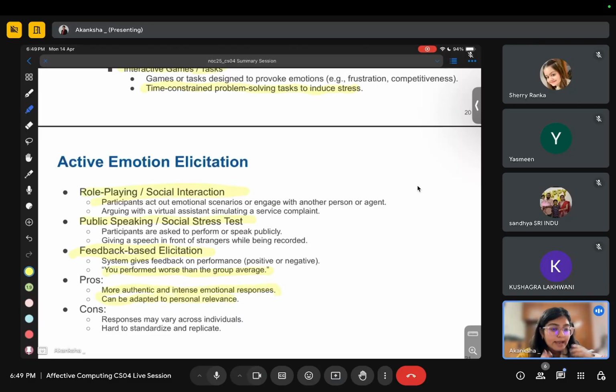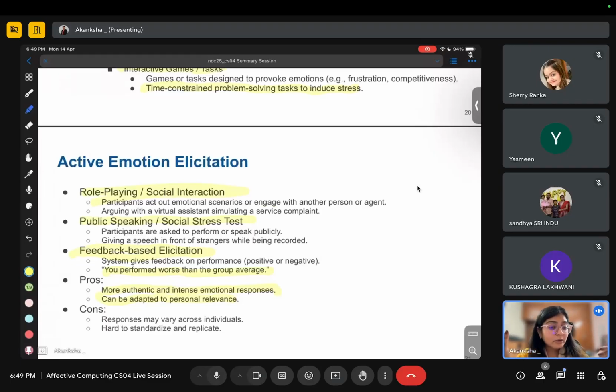So let's say I know that Kushagra is triggered by some, let's say for him the happy memory will be getting a scholarship, okay? And for Yasmin it can be different. For Sherry it might be going on a trip. So your happy memory will be different. So I can tell Kushagra to remember the time you bought a new car. So I can induce happiness.